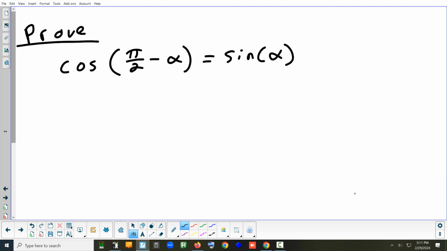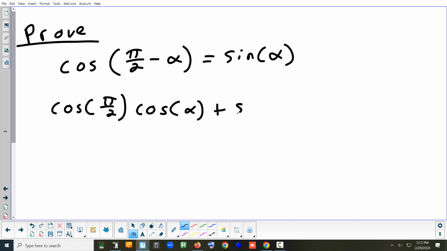Okay, so in this one they want us to prove that the cosine of pi over 2 minus alpha equals sine alpha. The only kind of proof you're going to have is either a sine or a cosine, and a sum or a difference. And then we just have to fill it in. So, can anybody tell me what this left-hand side would be rewritten as if you use the cosine difference identity? Yes. Cosine of pi over 2, and then cosine of alpha. Okay. Plus the sine of pi over 2 times the sine of alpha.